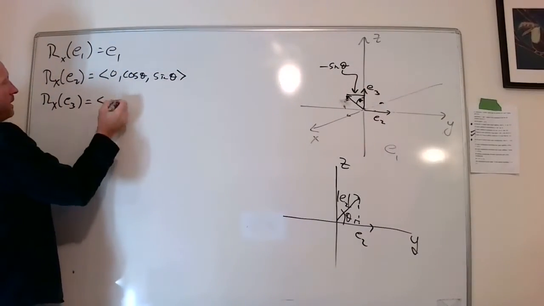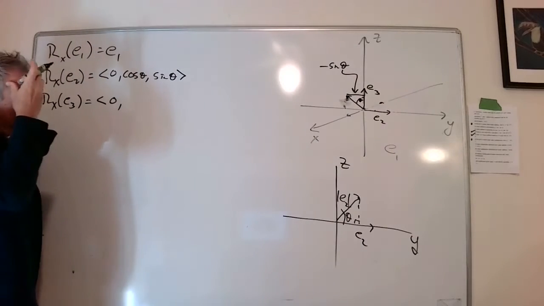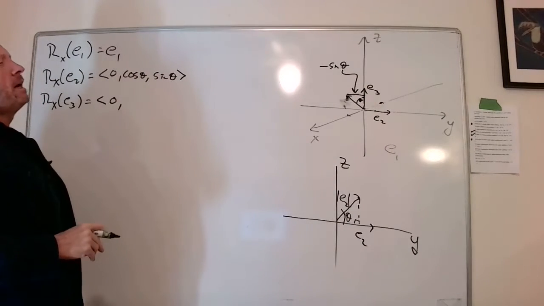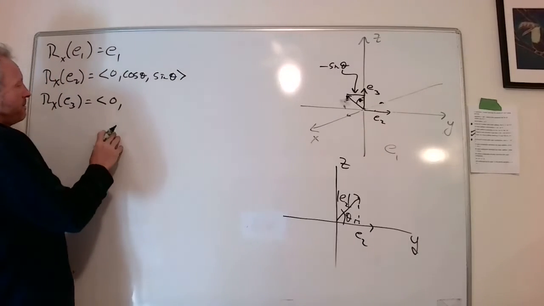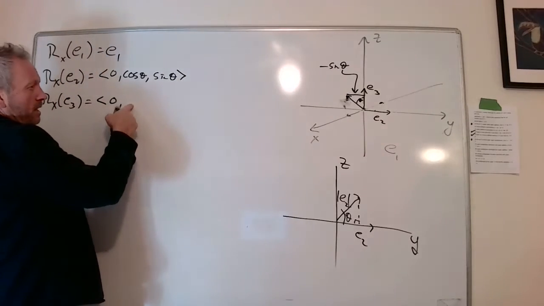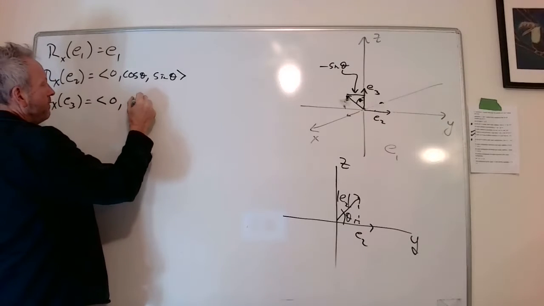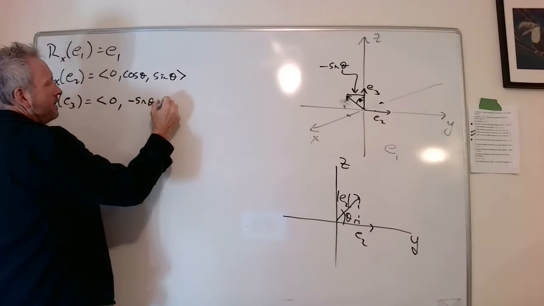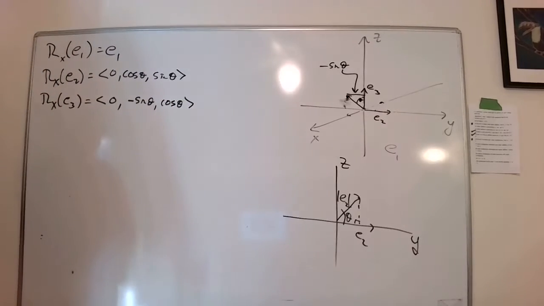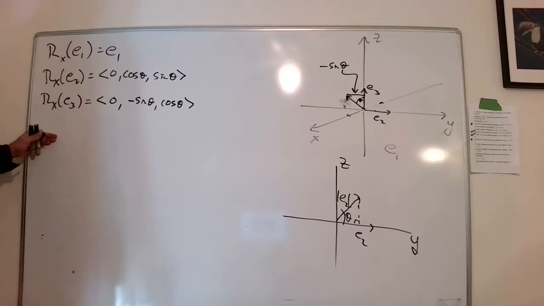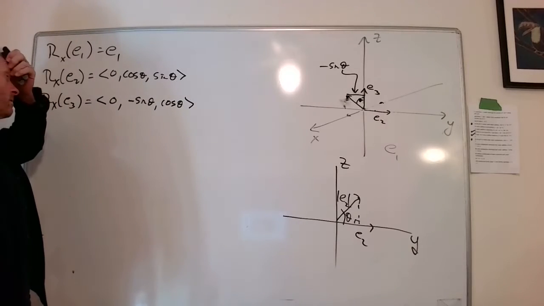So what happens here, again, this stays 0 because we're rotating about the x-axis, and it's E3, the unit basis vector in the z direction. So x stays the same, and it was 0 to begin with. And the y-coordinate here is negative sine of theta, and this is cosine of theta. So this tells me what the rotation about the x-axis does.